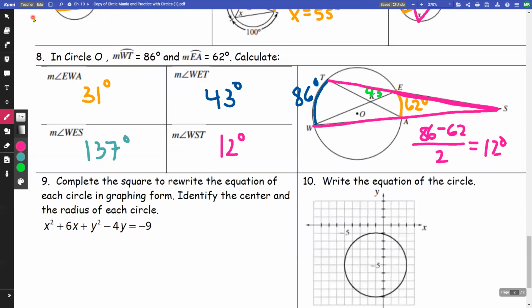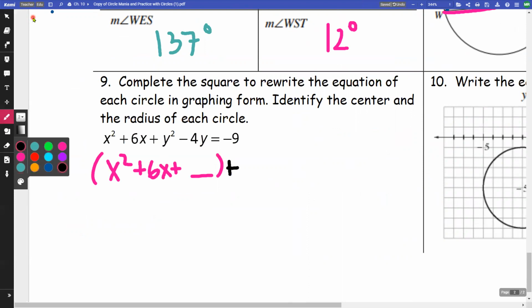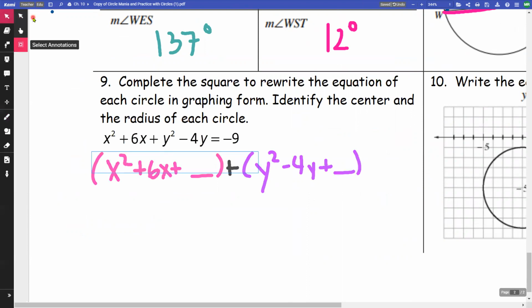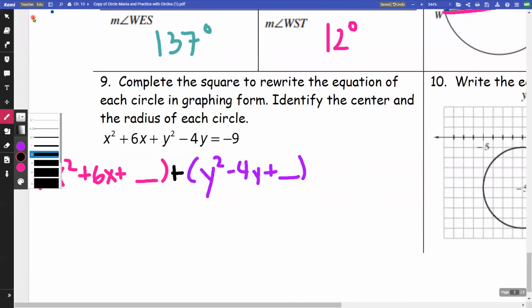On number 9, I'm trying to write this as equation of a circle, identify the center and the radius. So we're going to have x squared plus 6x plus something plus y squared minus 4y plus something equals -9.